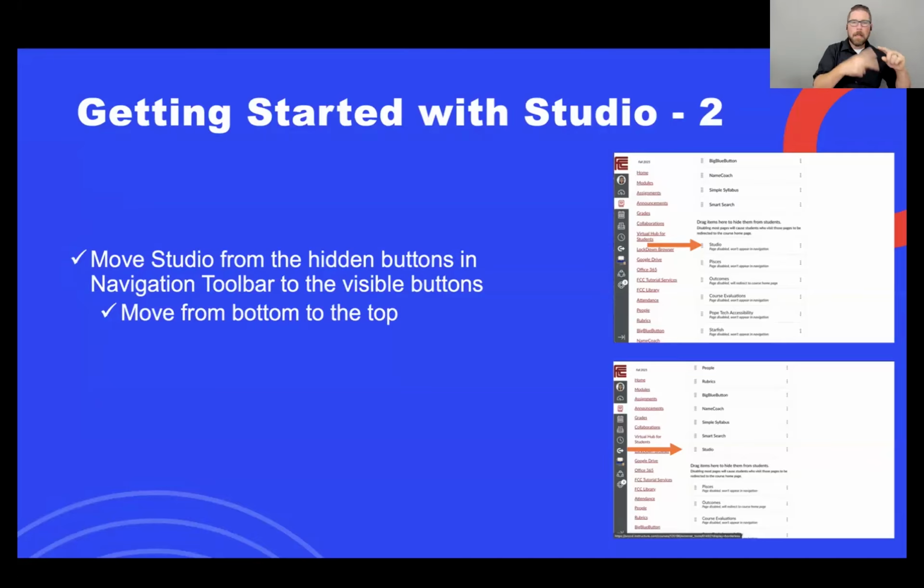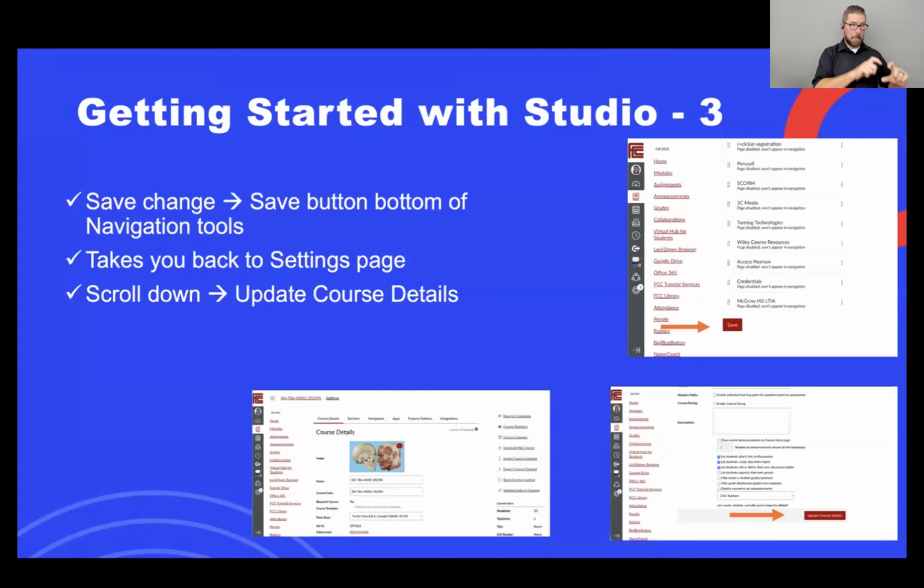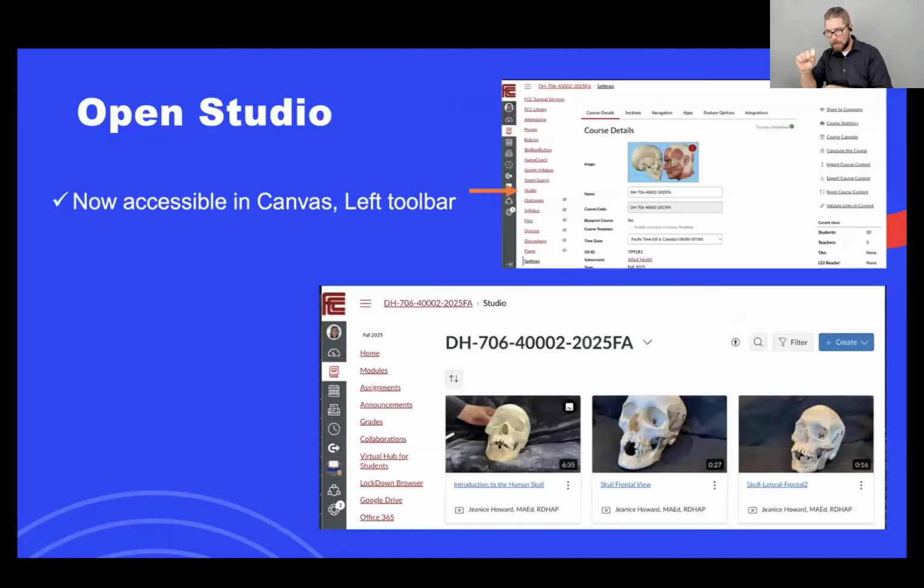It's one of those tools in Canvas that you cannot get to unless you make it visible, like Simple Syllabus. You have to move it to the top. Once I move it to the top, I have to push save on that page. Then I have to go back to the settings page, course details, and update course details. So I saved it on the navigation tools page, and then I went back to the settings page, course details, and scrolled all the way down until I found update course details. And then it makes Studio where you can access it.